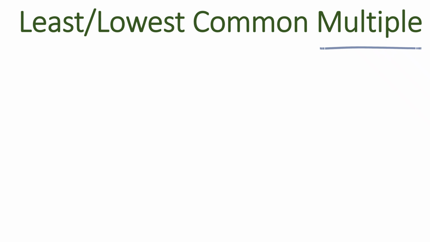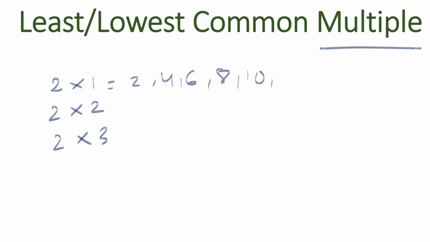Let's just say I want to know multiples of 2. I'll multiply 2 with 1, then 2 with 2, 2 with 3. I will multiply 2 with all the numbers. So I will get 2, 4, 6, 8, 10, 12, and so on. So I'll get multiples of 2. Now suppose I want to know multiples of 5, so I will write 5, 10, 15, 20, and so on. They are simply nothing but the tables.